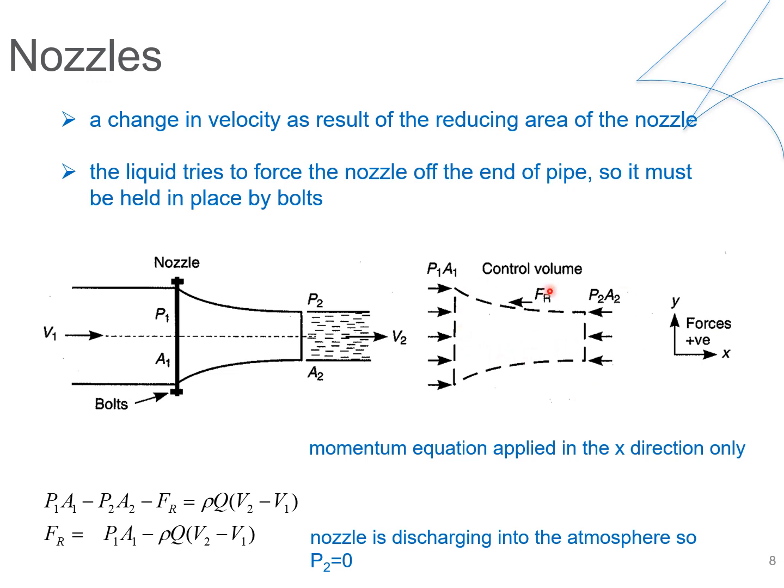And the other thing we need to remember is because this is a nozzle, as the water is released to atmosphere, the pressure at outlet is zero. So there is no pressure here. So you only have pressure at this section, but here the pressure is zero. And you apply the same concept to derive the equation.